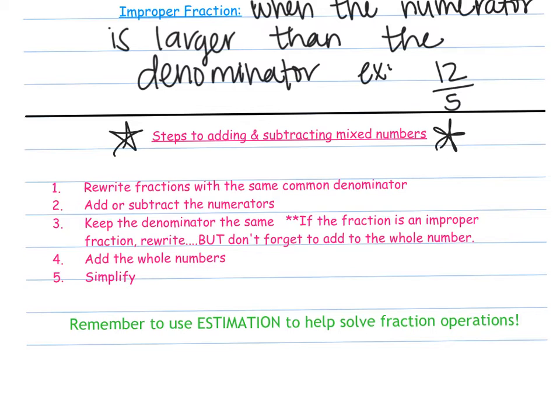So steps 1 through 3 are just like we did in the last lesson. You're just adding the fraction parts. Then you add the whole numbers together and you combine them and then simplify your answer. Remember to use estimation to check to make sure that your answers make sense and to help you solve the problems.